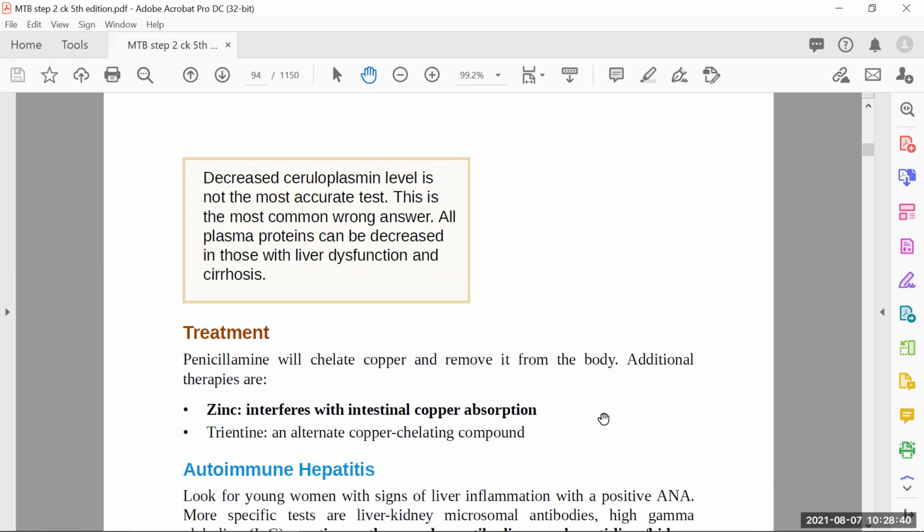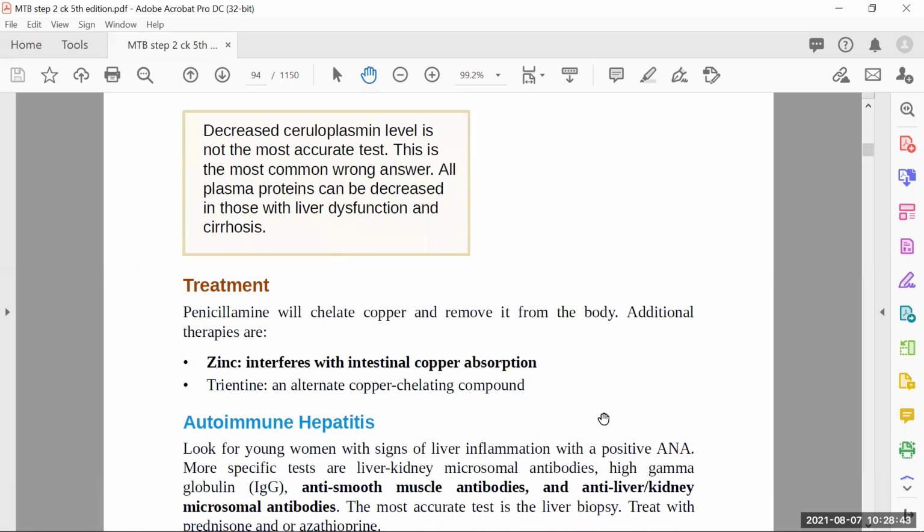Additional therapies: you can also use zinc. Zinc is going to interfere with intestinal copper absorption. So this is a kind of counter transport, where zinc attaches and releases copper. Or maybe we can use trientine, which is an alternate copper chelating agent.